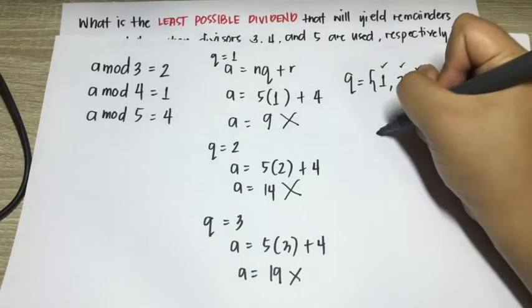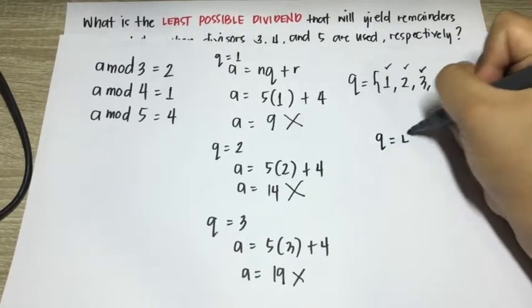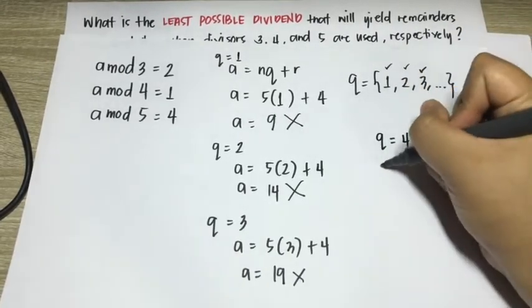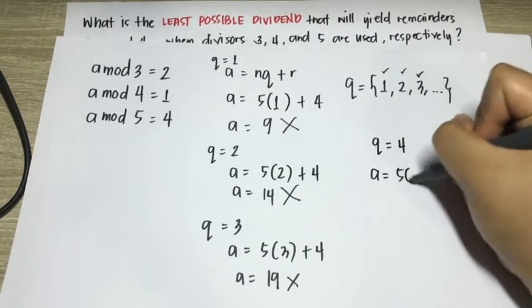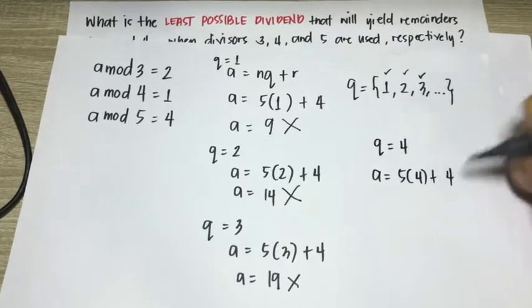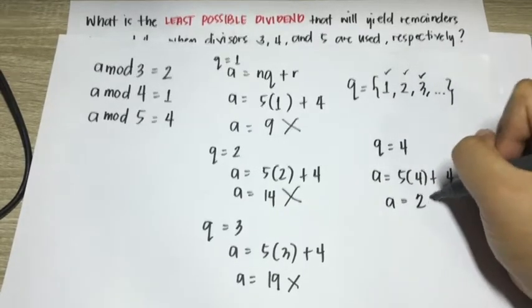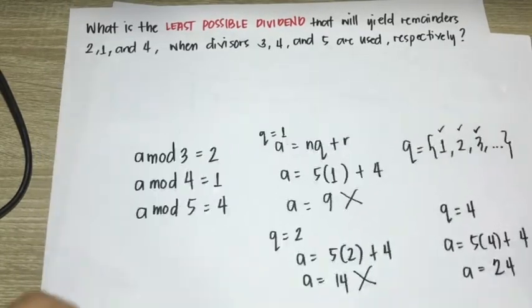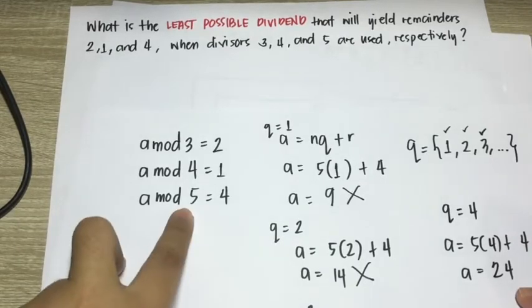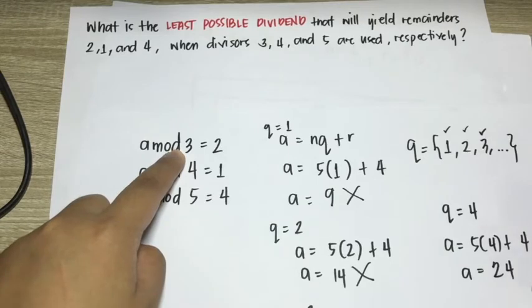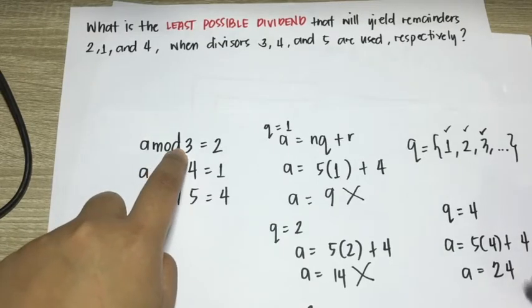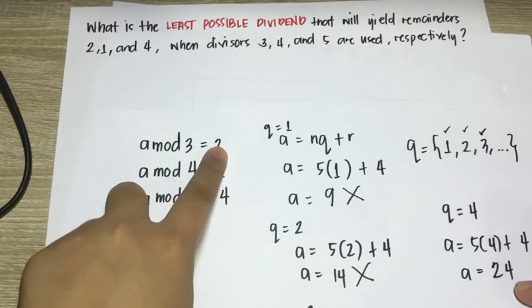Next, let's proceed with Q is equal to 4. When Q is equal to 4, the dividend that we're going to get is 5 times 4 plus 4. So A will be equivalent to 24. Let's try to check that. 24 modulo 5 is 4. 24 modulo 3, we will have a wrong remainder in there, because 24 modulo 3 should be 0.